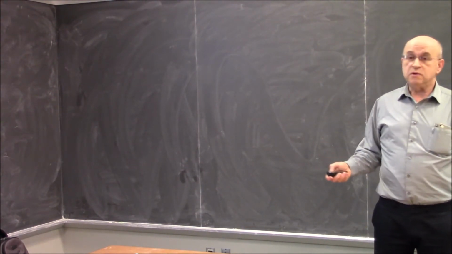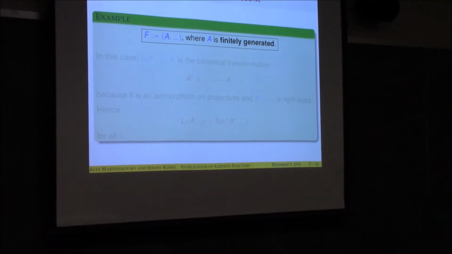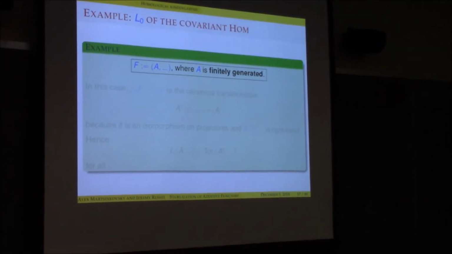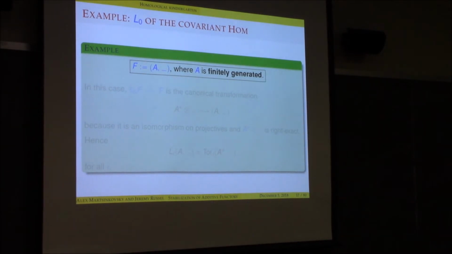I'll try and convince you. Let's do examples. So I'm going to look at the zeroth left derived functor of the covariant Hom. The right derived functor is known. Hom is Hom. That's it. My question is, what is the zeroth left derived functor of the functor Hom?